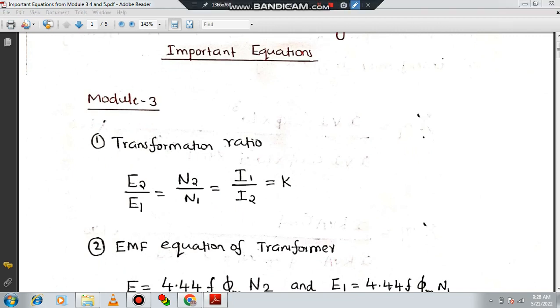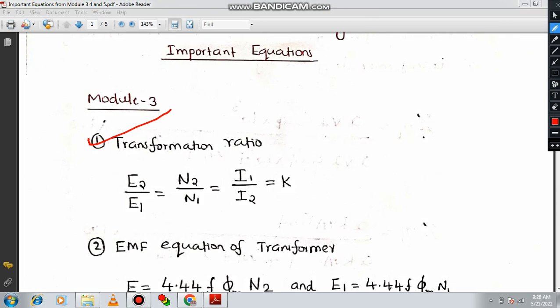So first point, transformation ratio: secondary voltage by primary voltage, secondary number of turns divided by primary number of turns, or primary current divided by secondary current. That is called the transformation ratio, equal to K. If K is greater than 1, then it is known as a step up transformer. If K is less than 1, then it is known as a step down transformer. Please note down this point.